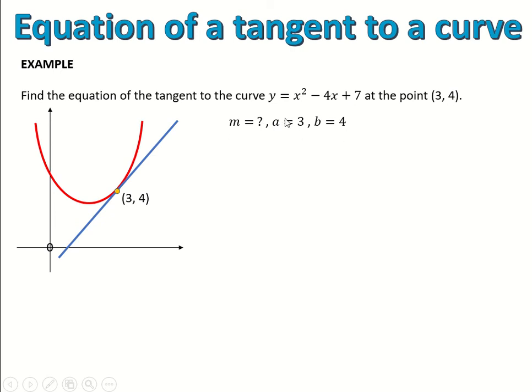We want an a and a b, we want a point that's on the line, and we want a gradient. So if we go into the question knowing that that's what we're looking for, and then work out what we have and what we don't have, it gives us a basis from which to start. So we've got our a, we've got our b, we just don't have our m.